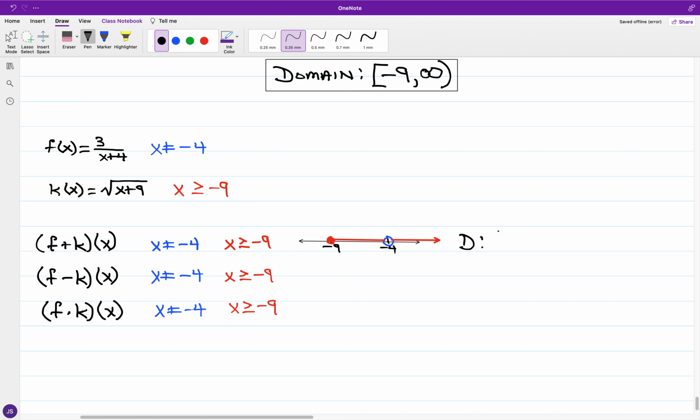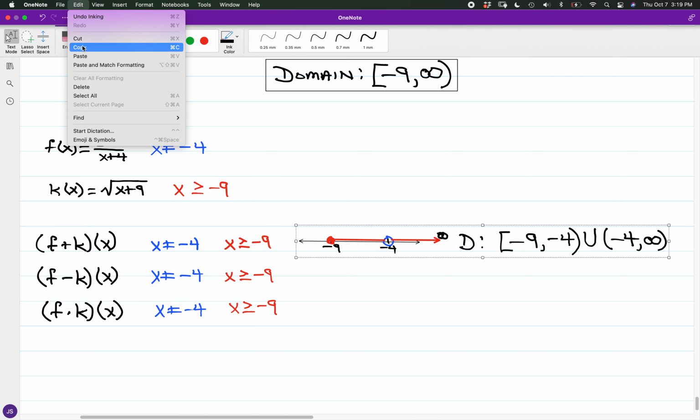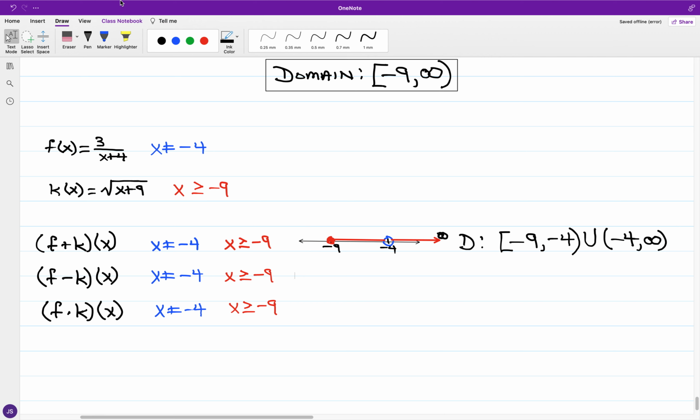Now for the domain, we have going from and including -9, approaching but not including -4, so you have a parenthesis. And for the rest of the activity, I have going past -4 and reaching out continuously onto infinity. And once again, the sum, difference, and product functions are going to have the same domain.